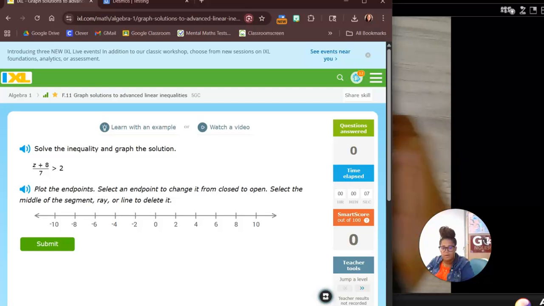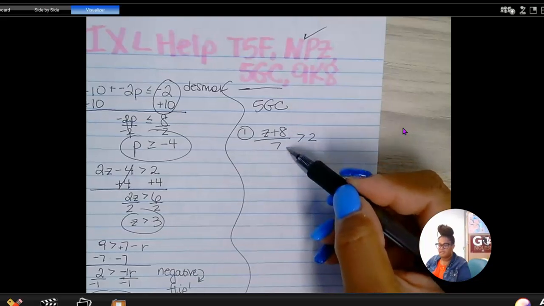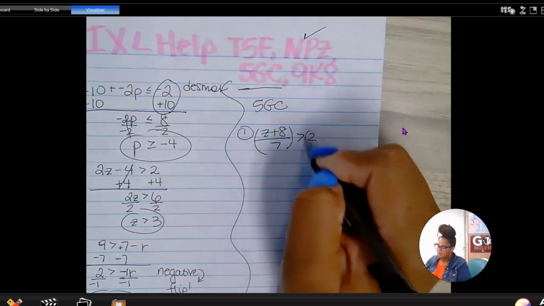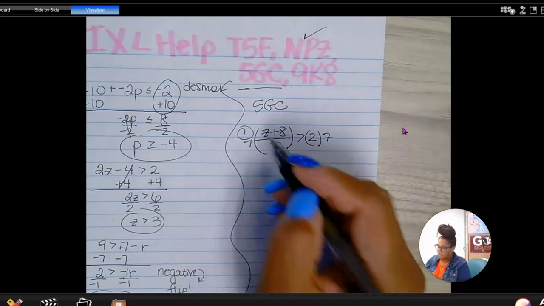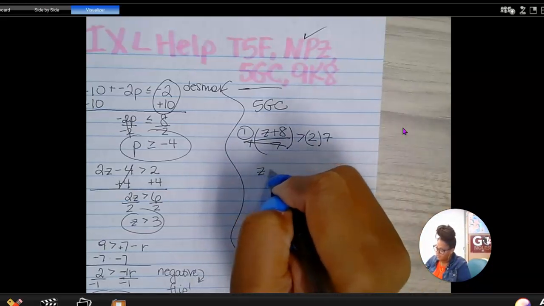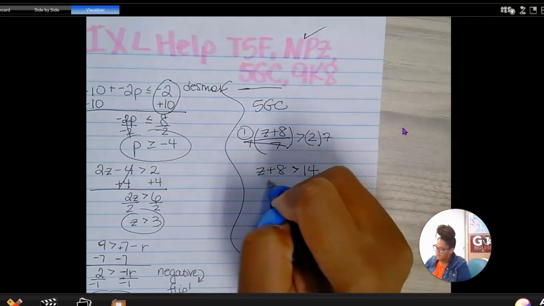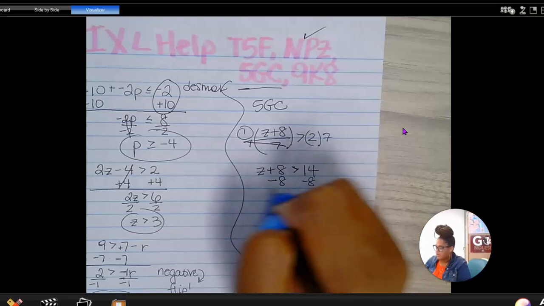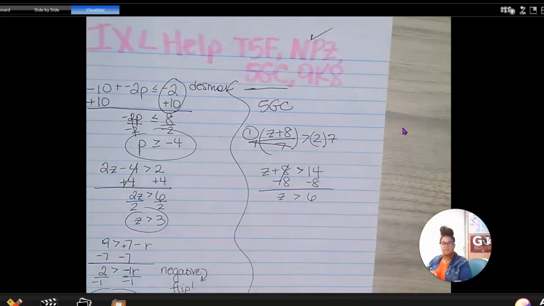Number 1, I have z plus 8 divided by 7 is greater than 2. So this is division by 7. I must multiply both sides by 7. This 7 over 7 becomes one group of z plus 8, which is greater than 14. And then I need to subtract 8 from both sides. z is greater than 6.